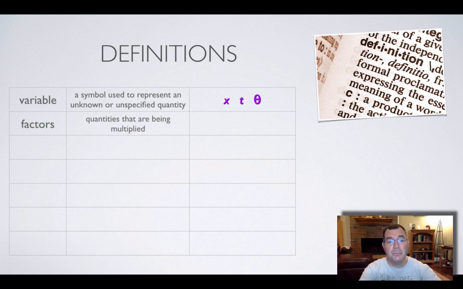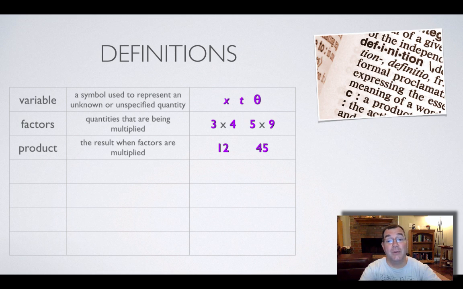Factors are any two things that are being multiplied together. So 3 times 4, the 3 and the 4 are factors. In 5 times 9, 5 and 9 are the factors. The product then is the result when those factors are being multiplied. So if I actually multiply 3 by 4, I get 12. And if I multiply 5 by 9, I get 45.